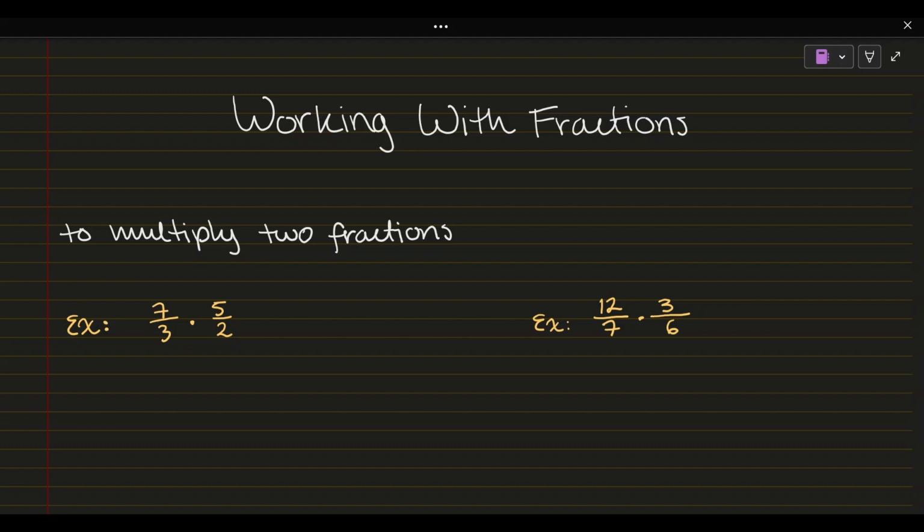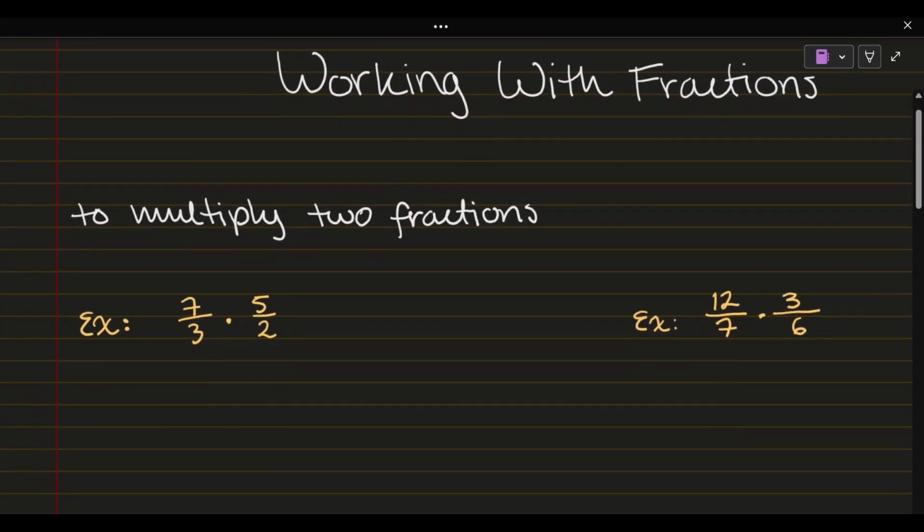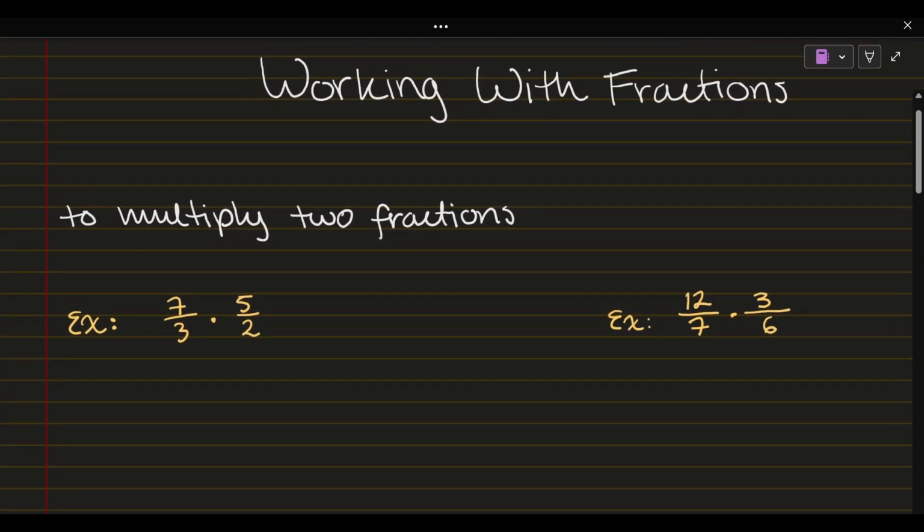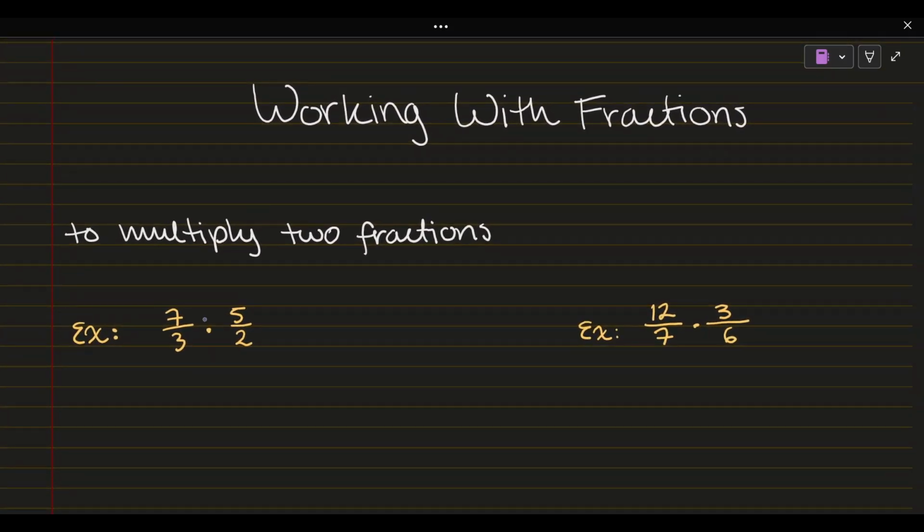So we'll start with the easiest kind of thing we can do with fractions, and that is multiplying them. It's really simple. Don't overcomplicate it, don't overthink it. Multiplying fractions, we just go across. So 7 over 3 times 5 over 2, I just multiply numerator to numerator and denominator to denominator. That gives me 7 times 5 over 3 times 2, which is 35 over 6. I can't simplify this any further, so I'm done, okay?